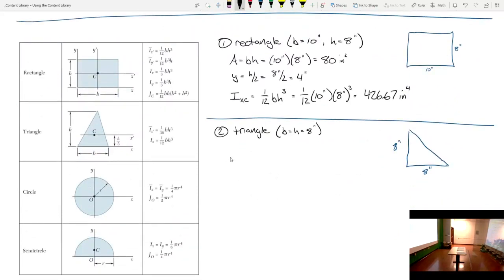Now, likewise, we're going to need an area, we're going to need a y, and we're going to need an IXC. So let's start off with the area. How do I compute the area of this triangle? There we go, BH over 2.